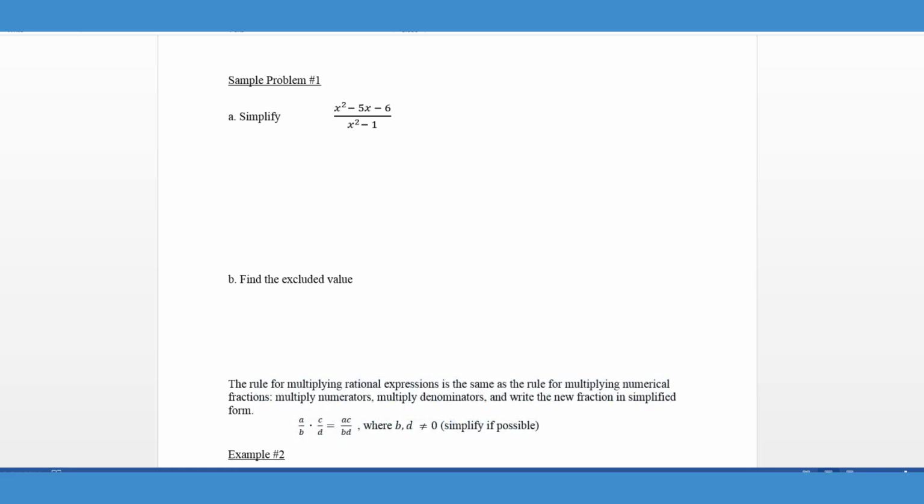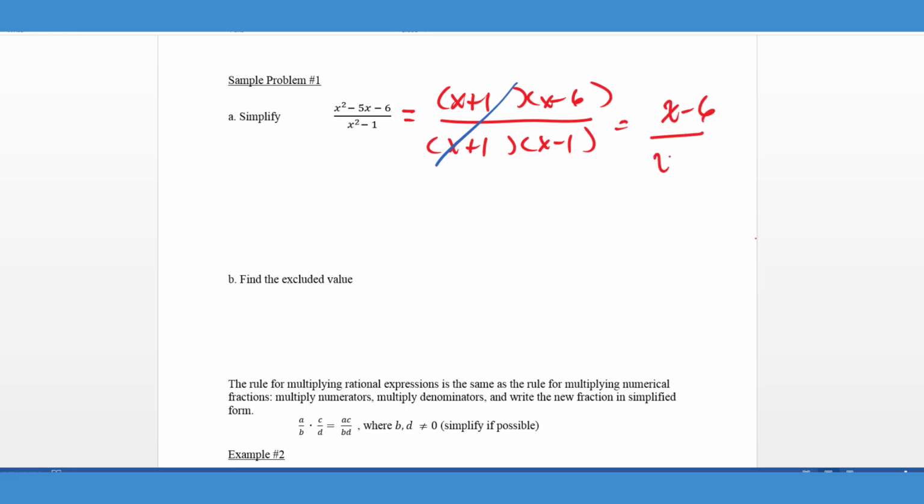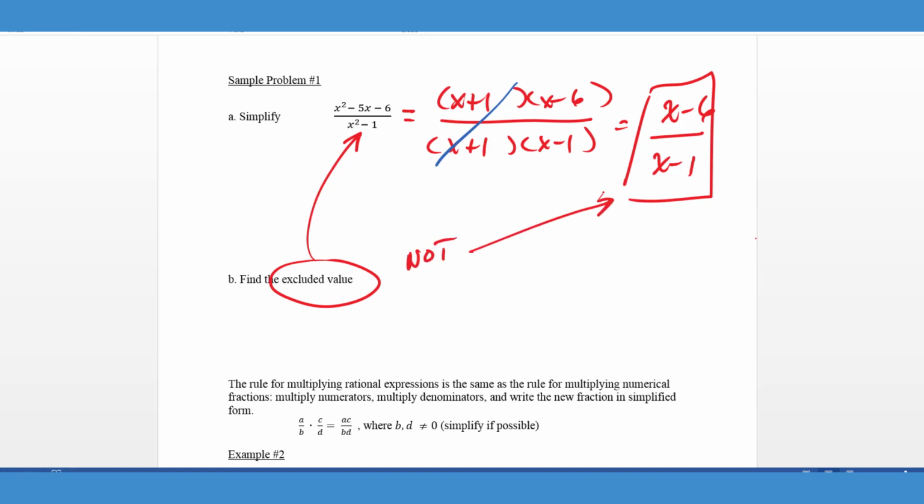Okay, so first thing we need to do is actually factor both the numerator and the denominator. Now that I've factored both the numerator and the denominator, I can cancel out the common parts, leaving me with simply x minus 6 over x minus 1 as the simplified expression. Now, part B asks us to find the excluded values. Keep in mind that the excluded value goes back to the original, not the simplified version.